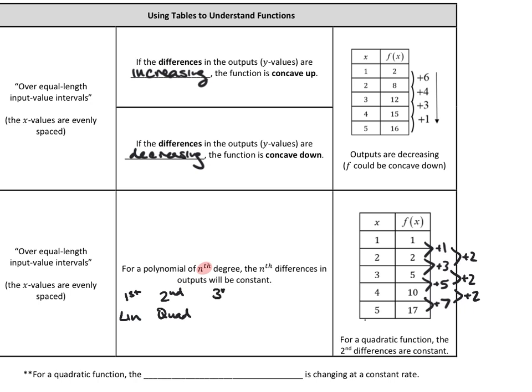If the third differences are the same, what kind of function is that? Cubic. Very good. What about the fourth differences? Do we remember that name? Quartic, like a quarter, quartic. After that, they don't have fancy names. You just say fifth degree polynomial, sixth degree polynomial, and all of that stuff. But we have to, again, make sure that over equal length input value intervals, we're looking at the x's just to make sure they're in a nice, pretty order. As long as they're ordered in a normal order, we're good.